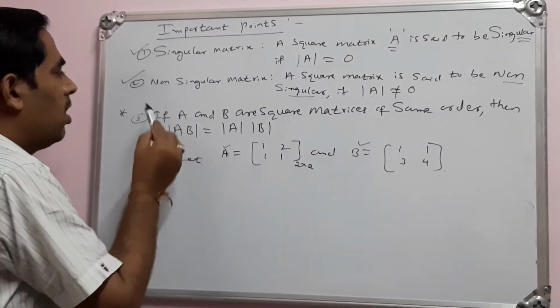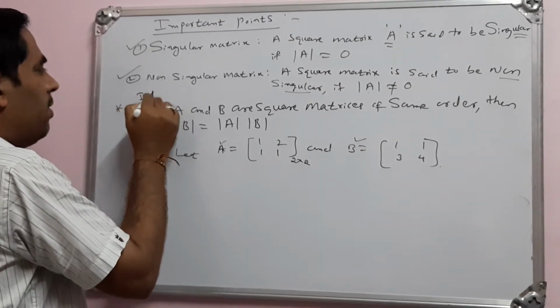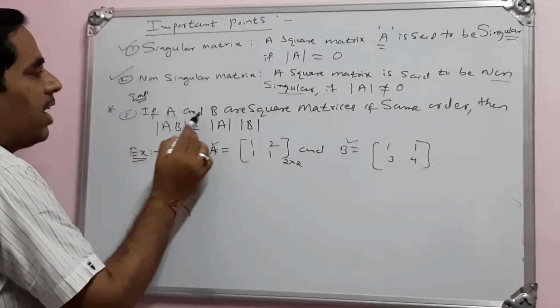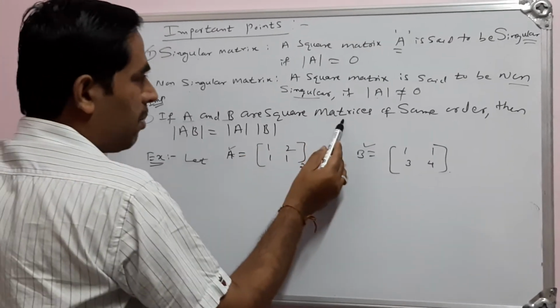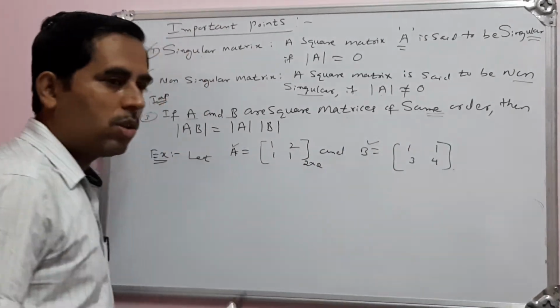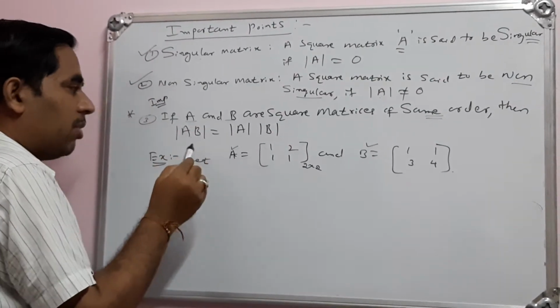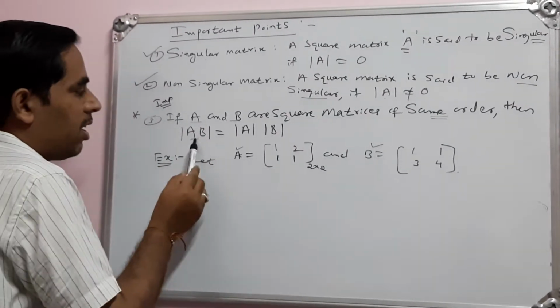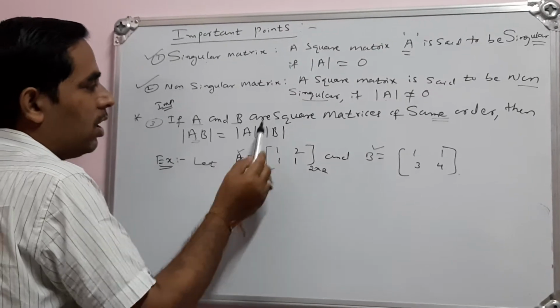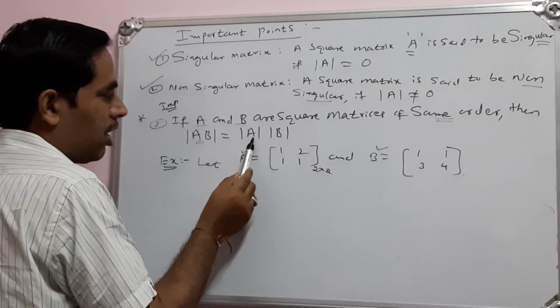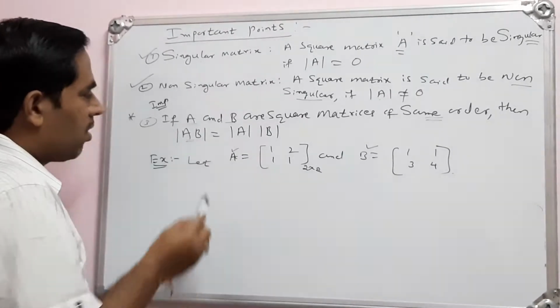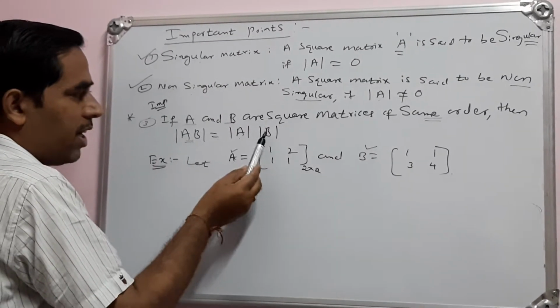What is the point here? It is a very simple point and very important here. So if A and B are 2 square matrices of the same order, so their orders must be the same, then the determinant of their product, determinant of AB, is equal to their individual determinants, determinant of A into determinant of B. Determinant of AB is equal to determinant of A into determinant of B.